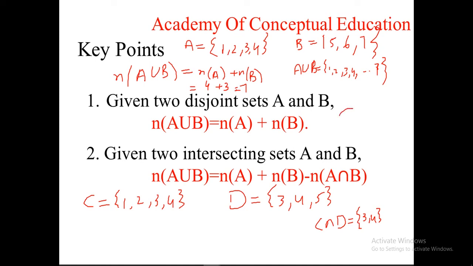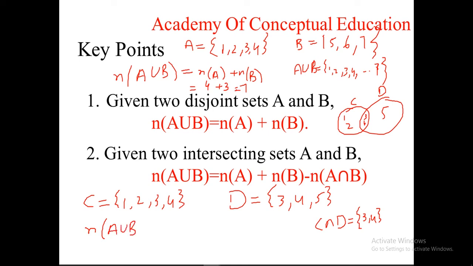Now what does it mean? It means that if we want to draw the Venn diagram, the Venn diagram for C and D will be like this. The number of elements of C are 1, 2, 3 and 4, and the elements of set D will be this. So we can see that there will be an intersection portion here, or some common elements between C and D.